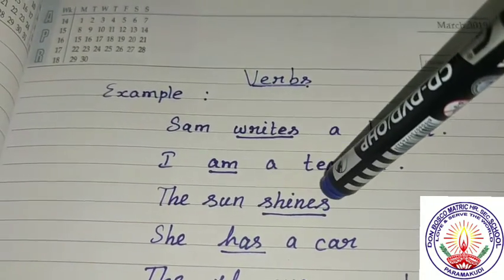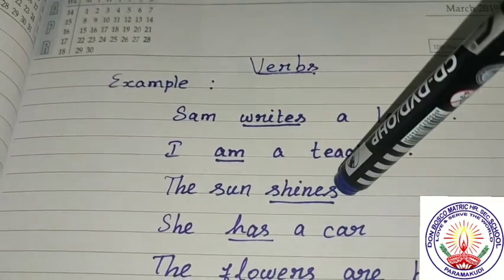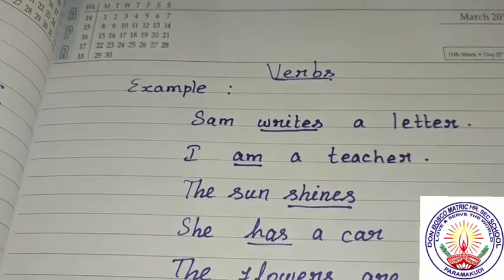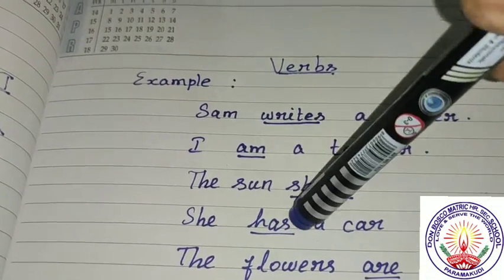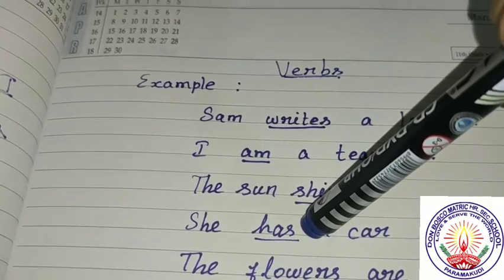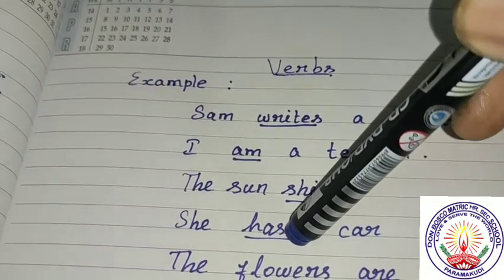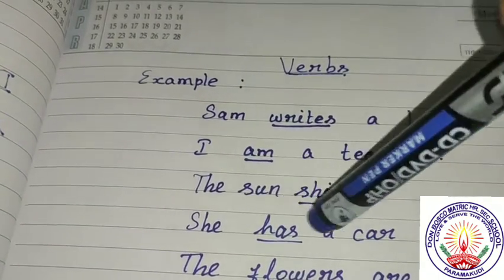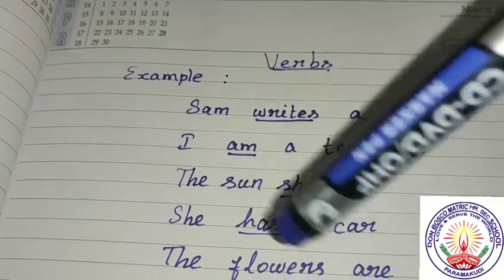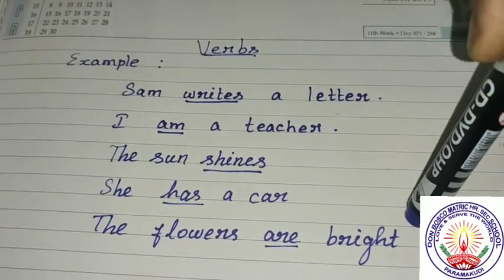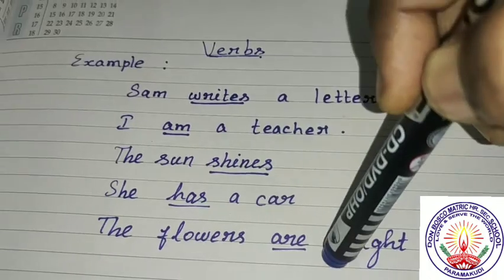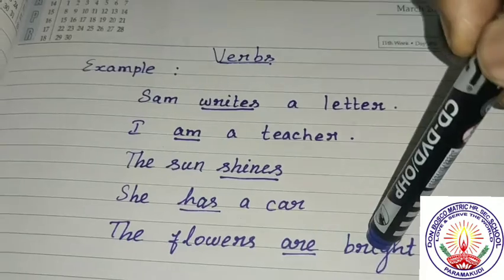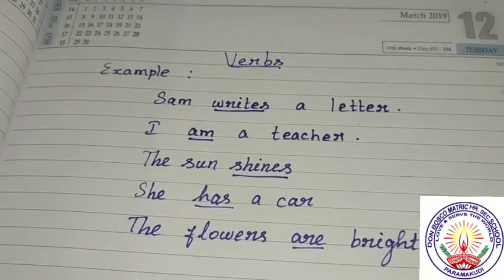The sun shines. So shines, here shines is the verb, the action. She has a car. Here has is a have form verb, so it is also used as a main verb. She has a car. The flowers are beautiful. So here the be form verb is used as a main verb.